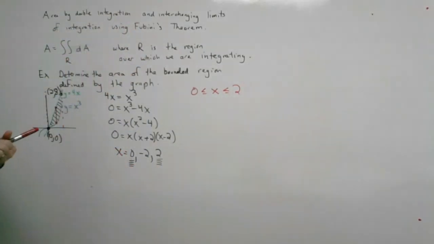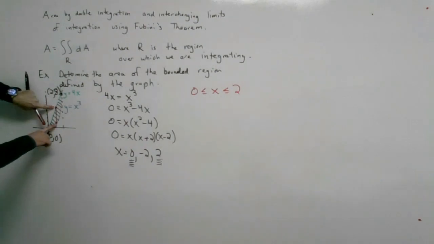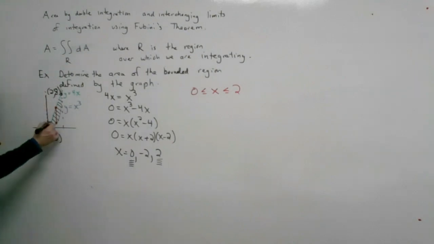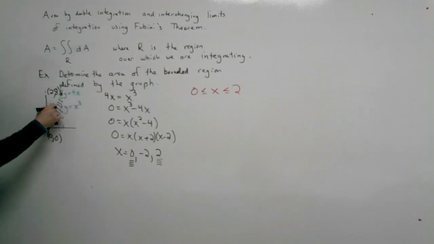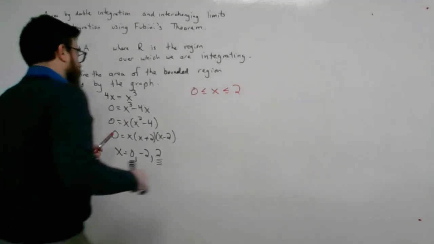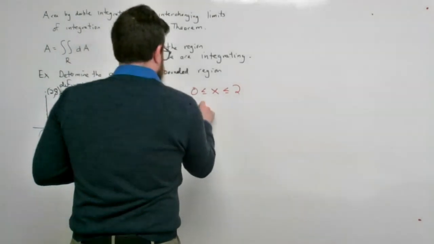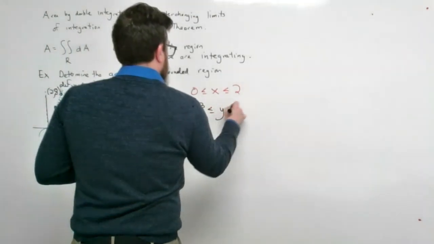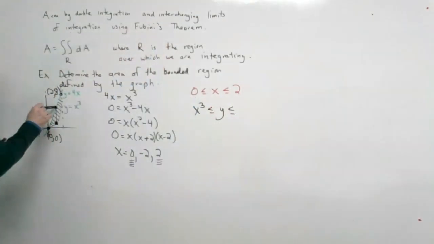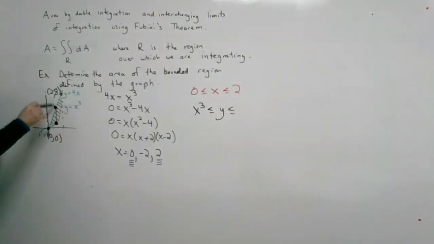Now, if I want to find the bottom and the top of the scan bar, well, they're connected to the blue function and the green function respectively. So the bottom part of that scan bar is going to be here, and the top part of that scan bar is going to be here. So we can see that the y values are going to be bounded between the blue and the green curve. The blue curve being x cubed is less than or equal to y, which is less than or equal to the top, the green curve, which is 4x.